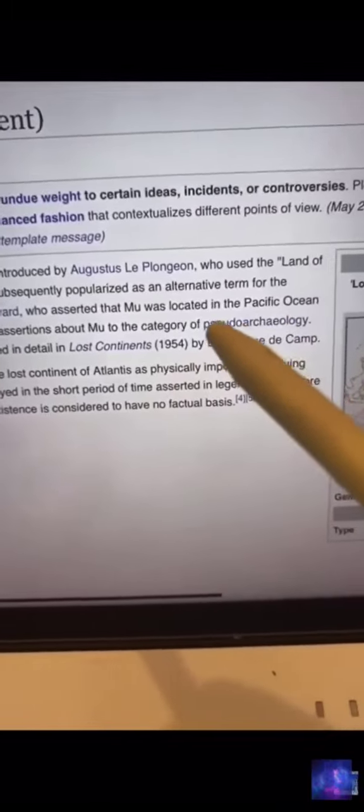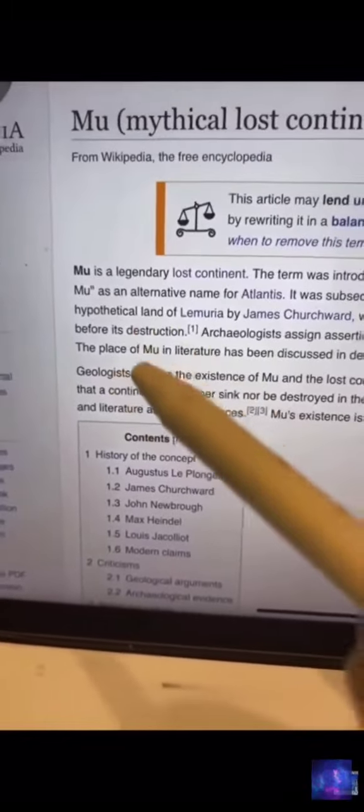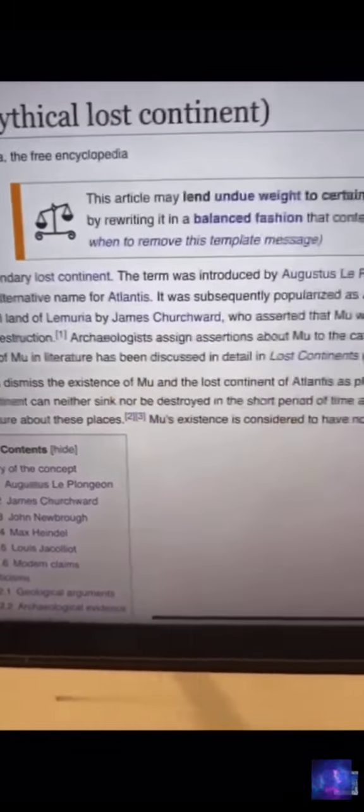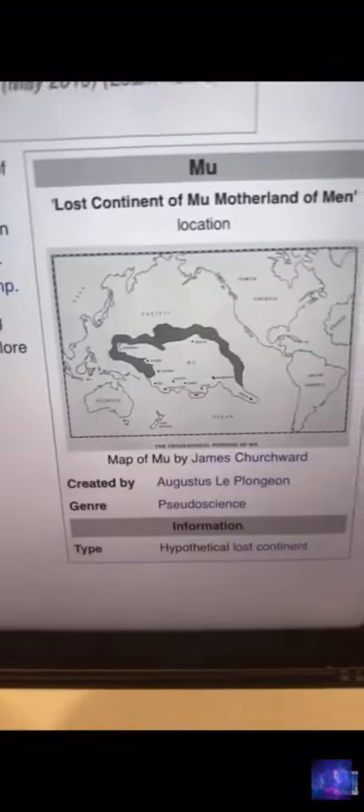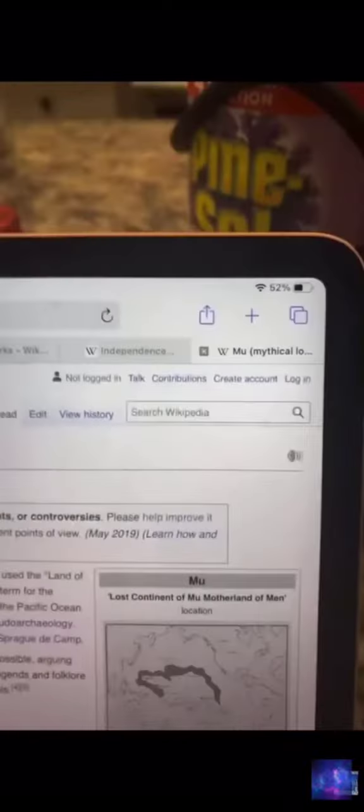It was subsequently popularized as an alternative term for the hypothetical land of Lemuria by James Churchward, who asserted that Mu was located in the Pacific Ocean before its destruction. That's what they say Mu was. So now, check this out.